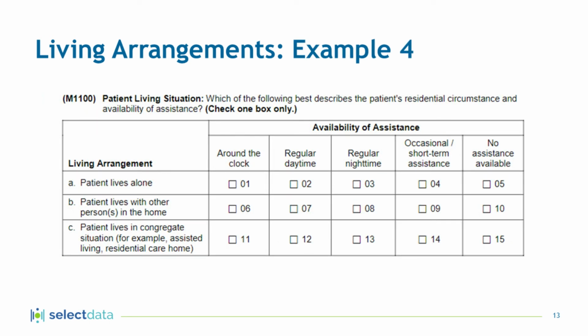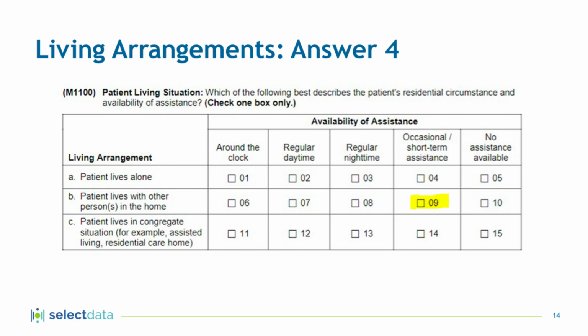Example 4. Patient lives with her husband who has significant cognitive and functional impairments, is wheelchair bound, and is unable to provide the patient with any assistance. A member of the church comes by one evening a week and brings groceries. We would select response 9. Patient lives in a home with another person who is there 24 hours but is unable to provide any assistance. Caregiver from church provides occasional assistance.